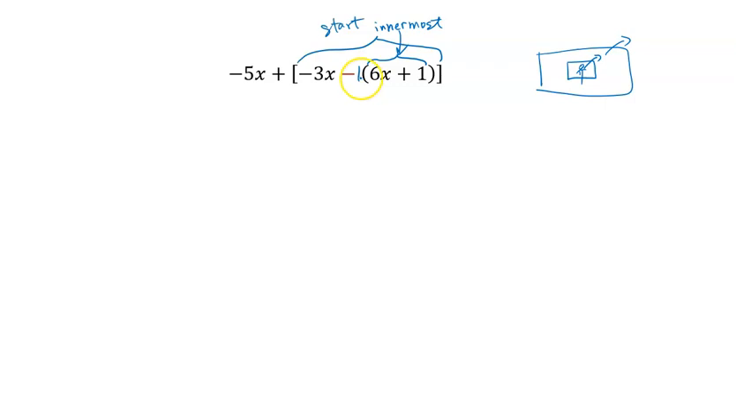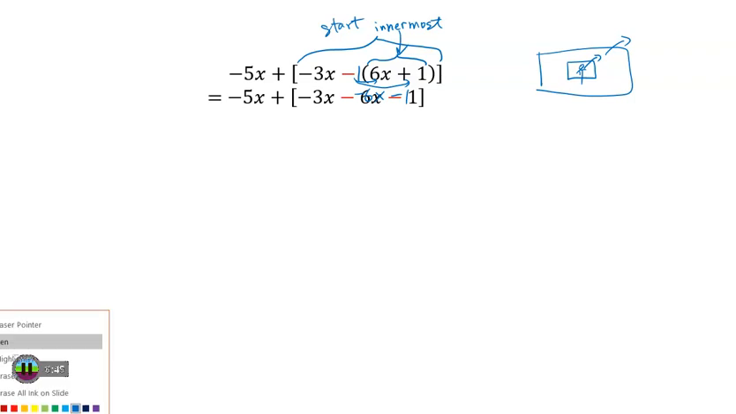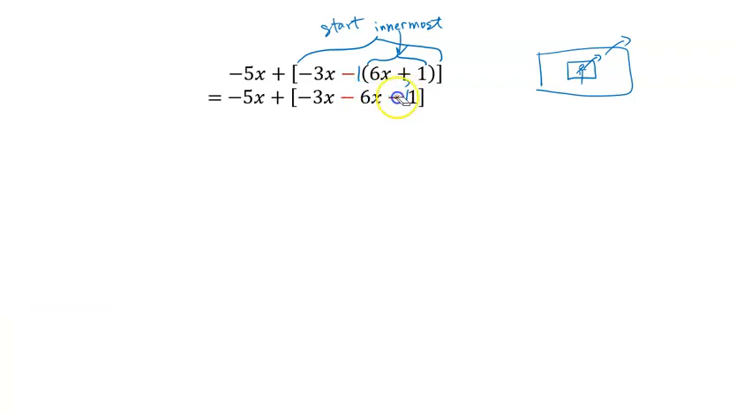So there's a -1 in front of it. We distribute -1 to 6. That gives us -6x. -1 times +1 is -1. Pay attention to the sign changes. So that's what we got after we distribute -1. So we broke out the first box. Now we just need to break out the second box.